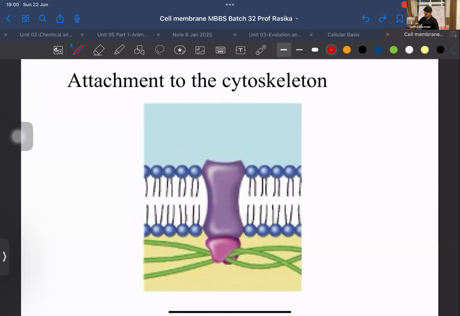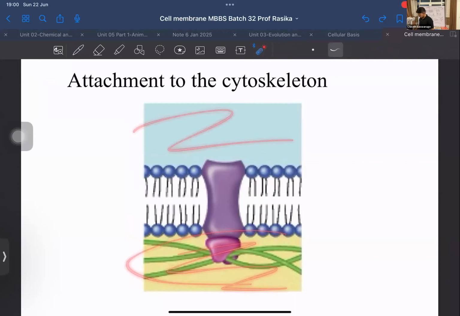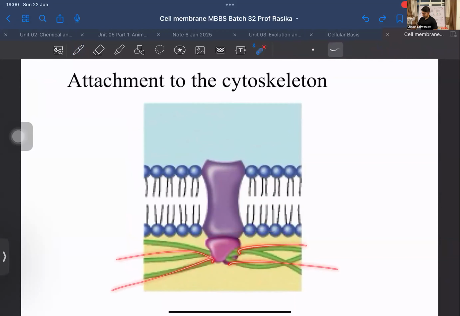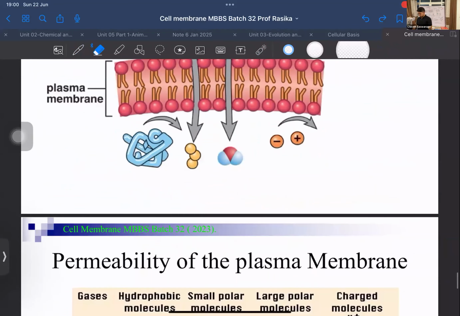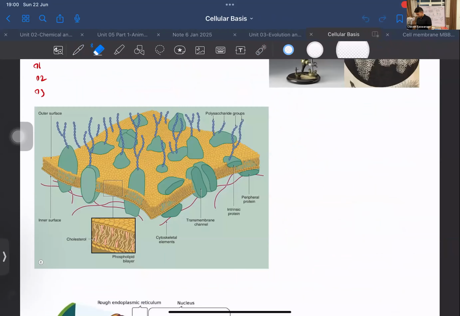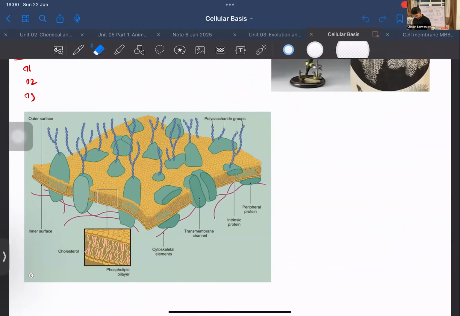Attachment to cytoskeleton. Can you see? This is the inside of the cell now, this is the outside. These are part of that skeleton of the cell, an internal network of supports maintaining the shape of the cell. Attachment to cytoskeleton. Yes, that is all that you need to know. Any questions?